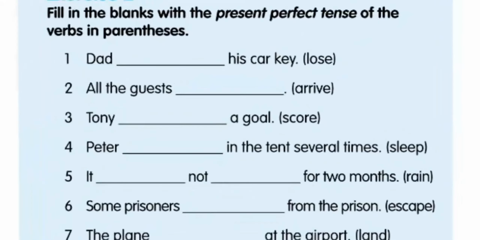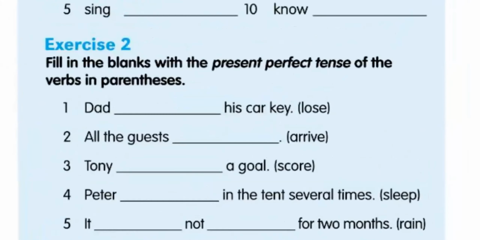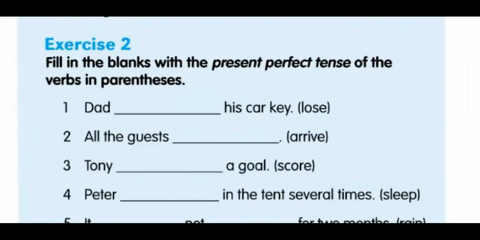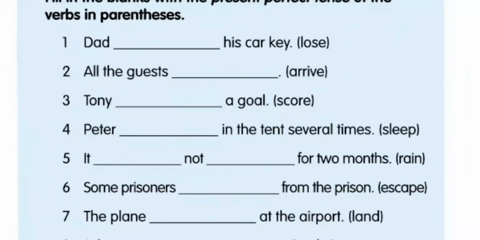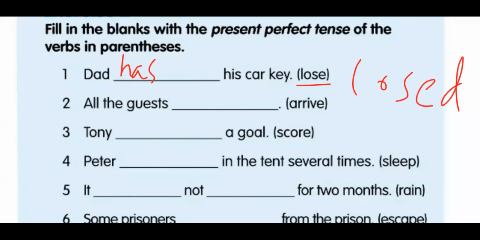Let's discuss five together. In exercise 2, what we have to do is fill in the blanks with the present perfect tense of the verbs in the brackets. See over here, first one. Dad dash his car key. Lose is the word. What will come over here? We'll use the helping verb first. Has. Dad have will be wrong. Dad has. Lose will become lost.